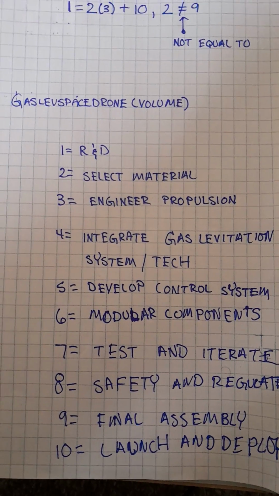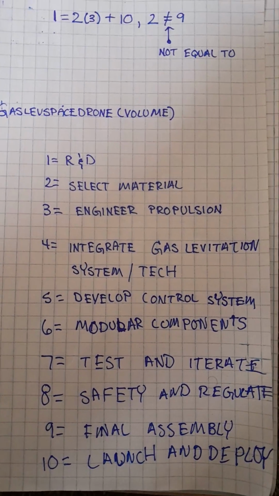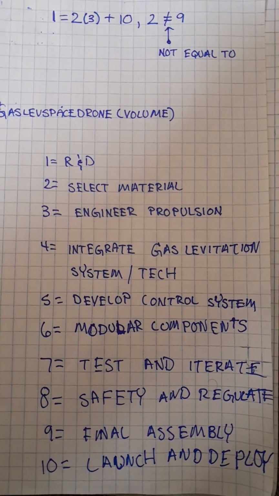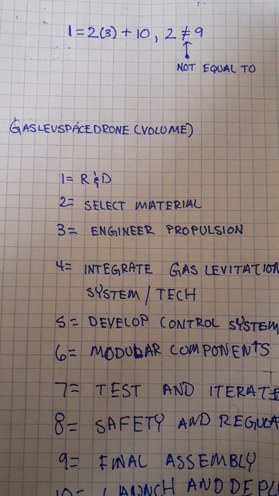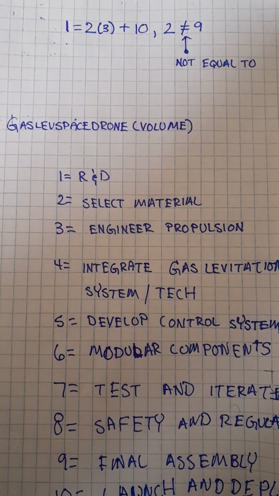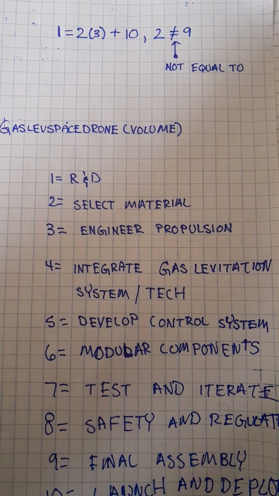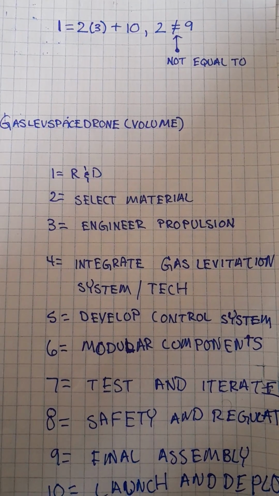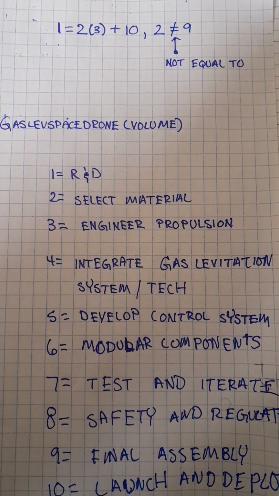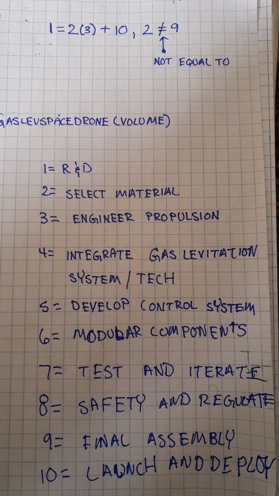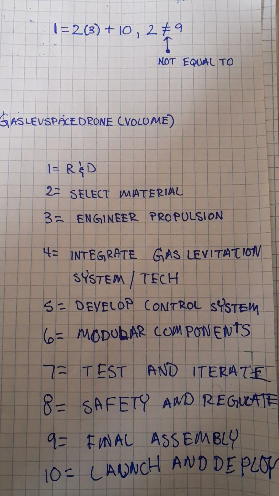In this particular video, we're going to go over how numbers can equal a department or a procedure in a day-to-day operation. So in this particular case, 1 is research and development, 2 is select materials, 3 is engineer propulsion, 4 is integrate gas levitation technology, 5 is develop control systems, 6 is modular components, 7 is test iterations, 8 is safety and regulation, which is OSHA, 9 is final assembly, and 10 is launch and deploy.